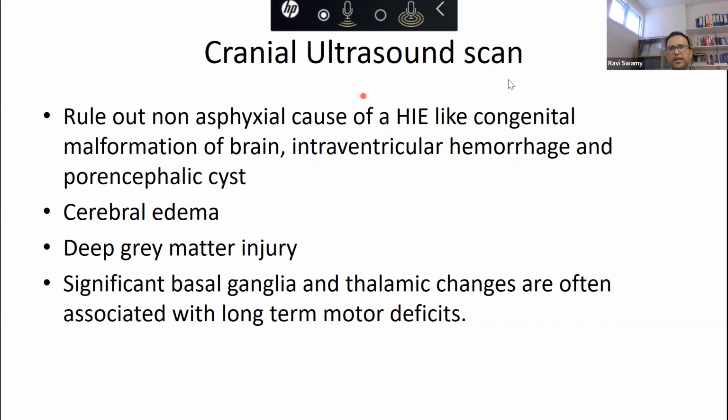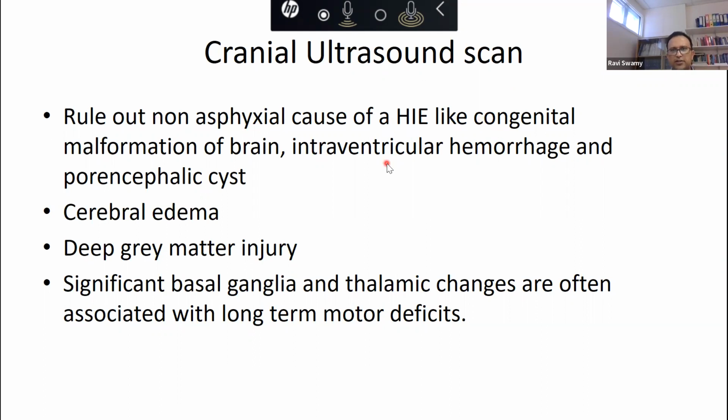Cranial ultrasound scan can be used for preterm and term babies. For preterm babies, as I was talking about earlier, it is the IVH and the PVL, whereas in term babies we are predominantly looking at the HIE.